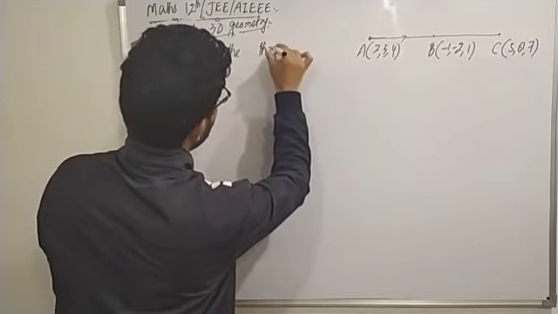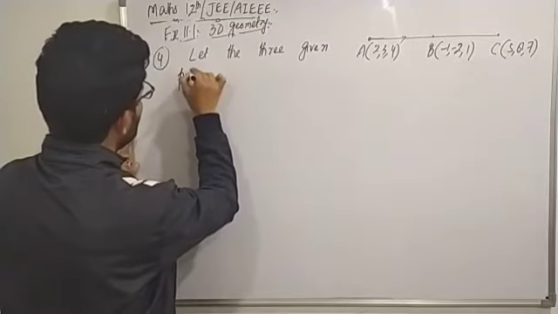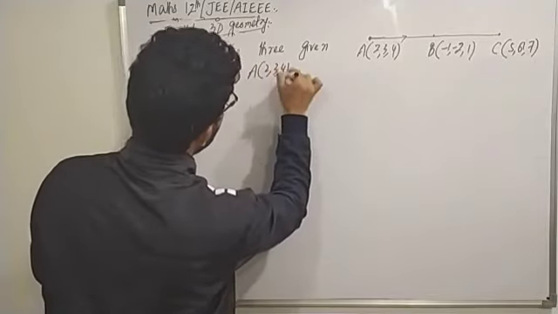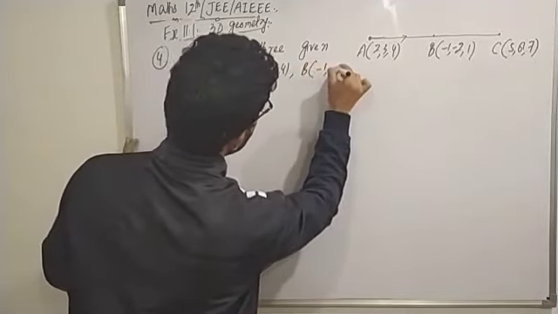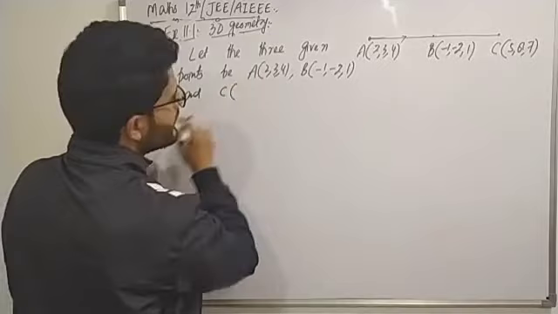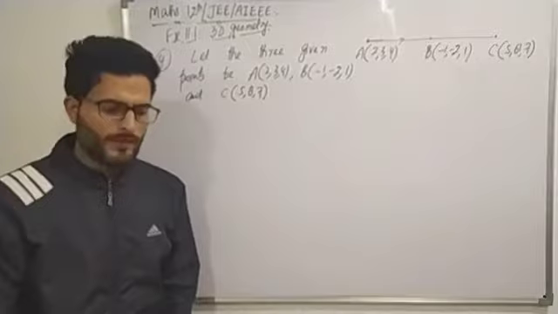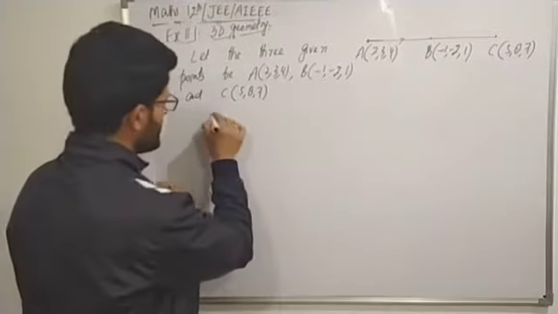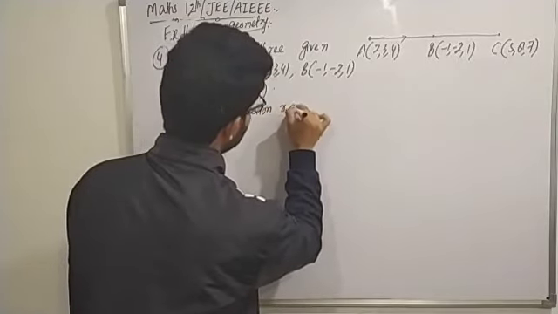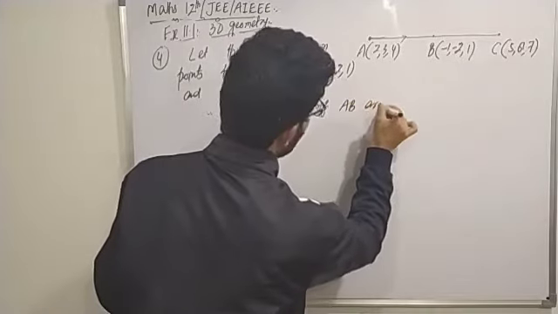Let the three given points be A of 2, 3, 4, B of -1, -2, 1, and C of 5, 8, 7. Clear? First we will find the direction ratios of AB. Therefore, direction ratios of AB are, तो AB के डायरेक्शन रेशियो क्या होंगे?